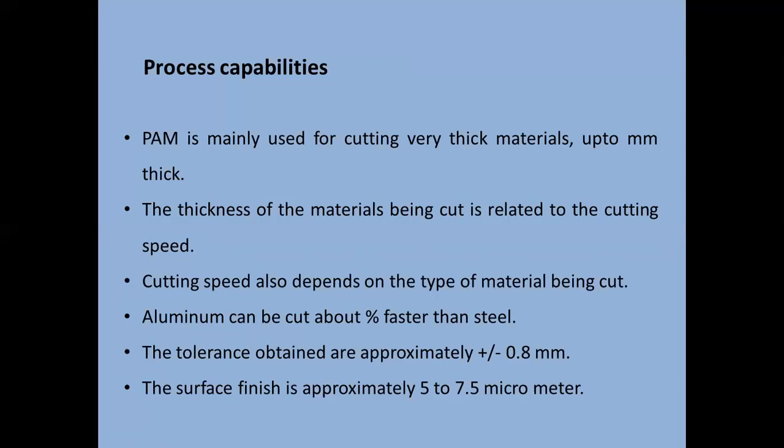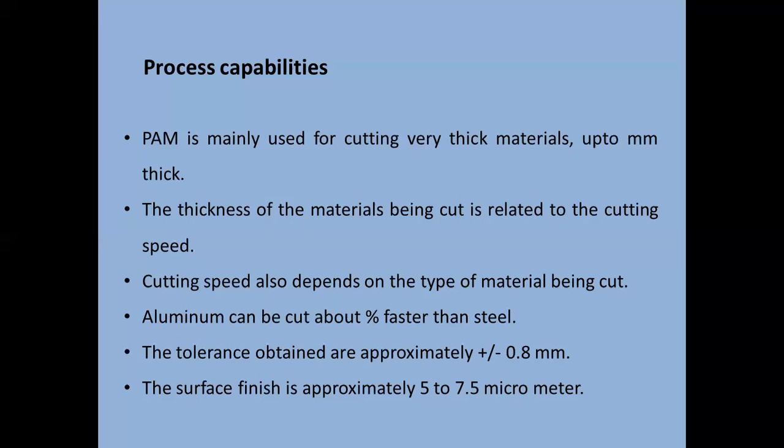See, what can we decide in this? Cutting speed we can decide, how much we can apply within the range, based on what thickness and what kind of material we are able to cut. That constraint we are checking, and we will apply the cutting speeds. So cutting speed depends on material aspects. Okay, coming to other capabilities of plasma arc machining.